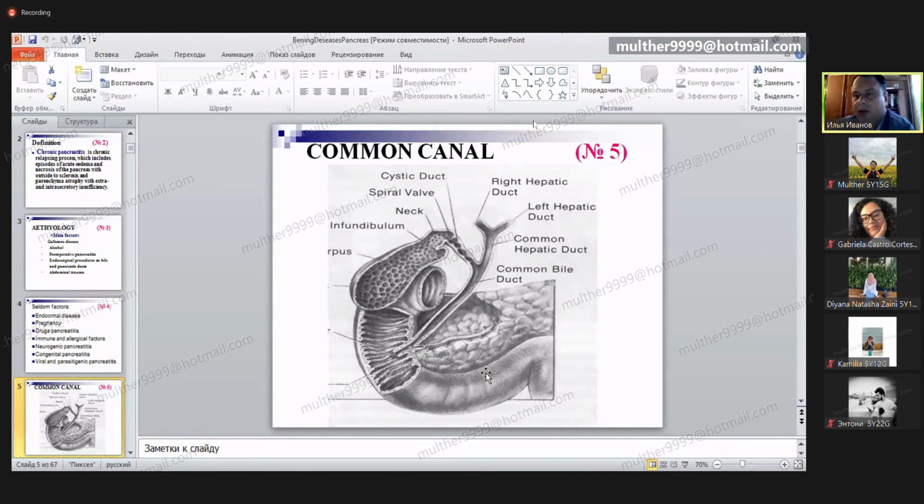By using geometry, we can find the total volume of the main pancreatic duct. The usual length of the pancreas is near 22 centimeters, and in case of the maximal diameter of 3 millimeters, the total volume will be 1.5 milliliters.